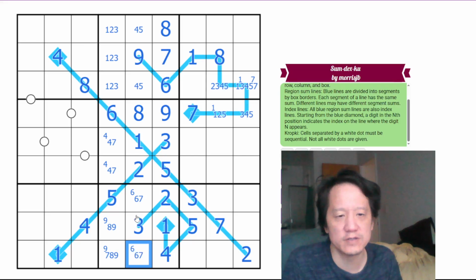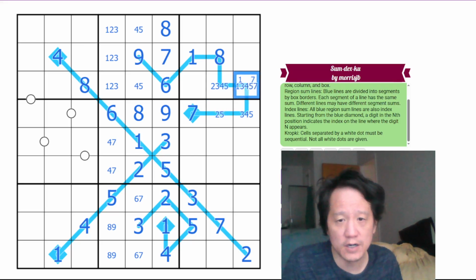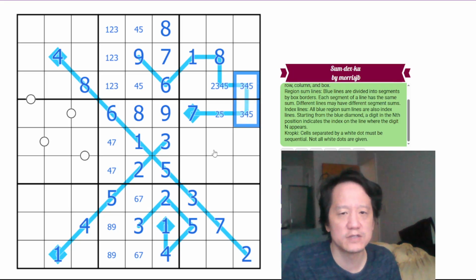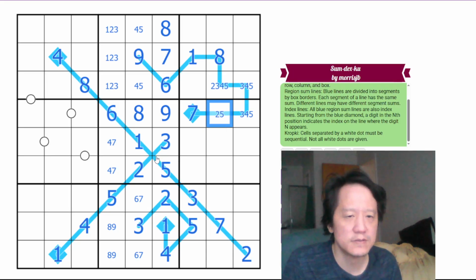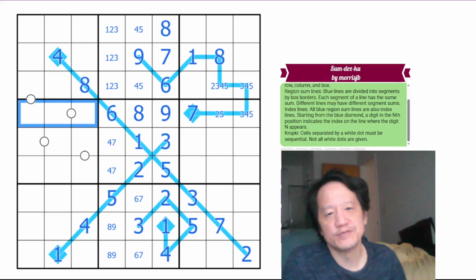These can't be 8. This 4, 7 pair eliminates 4 and 7 in the rest of the column. This becomes an 8 and 9 pair. This becomes a 6, 7 pair. 1 and 7 can no longer be on the index line because of the uniqueness. 2 is either 2 and 5. 5 can be any of these. The rest of row 4 must be 1 through 5.